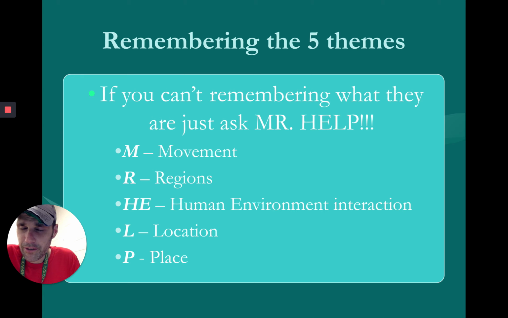All you got to do is ask for help. Who do you ask for help? Mr. Help. Mr. Help will help you remember what those five themes are. So, movement, regions, you have Mr. And here's the help. Human environment interaction, HE, the L is for location, and the P is for place. And that is how we are going to remember the five themes of geography.